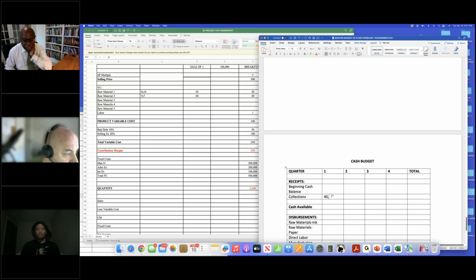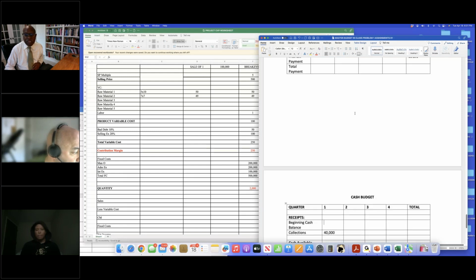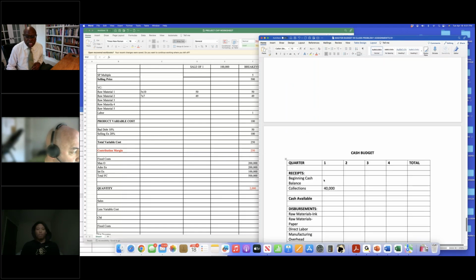What was our beginning cash balance in this problem? What was our assumption as to the beginning cash balance? Was it $200,000? I'm gonna assume that's correct. So our cash available is 240.